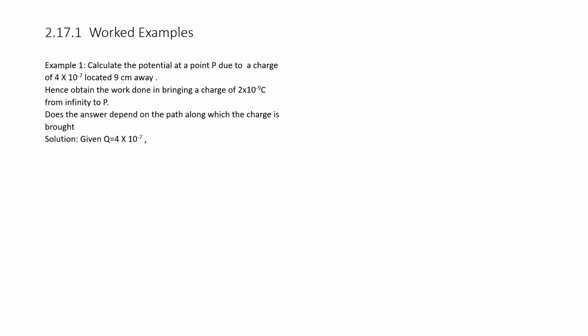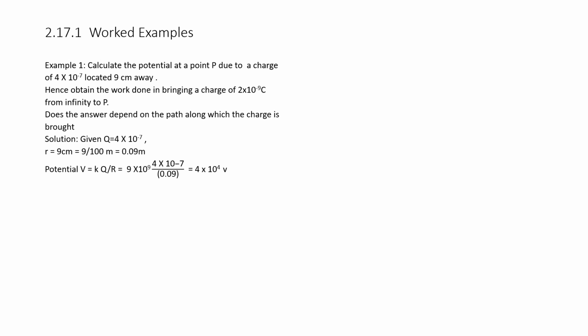Solution. Given Q equals 4 times 10 to the power of minus 7 coulomb. The distance r is given in centimeters, 9 centimeters away. We have to convert it into meters. So 9 divided by 100 becomes 0.09 meters.